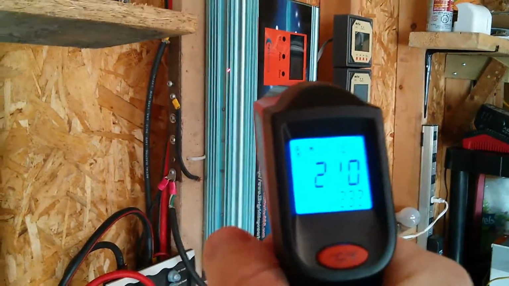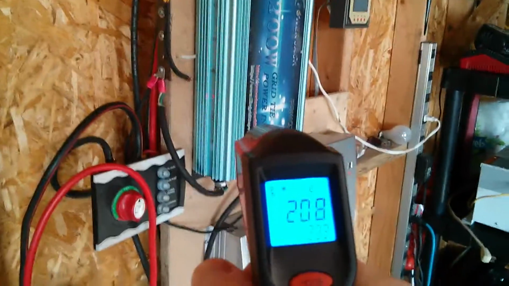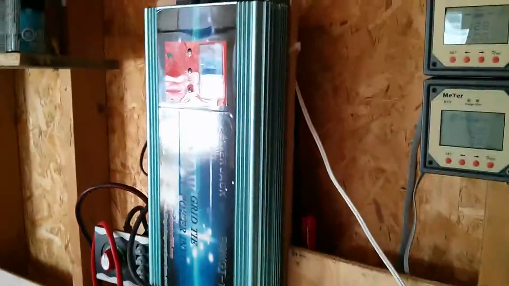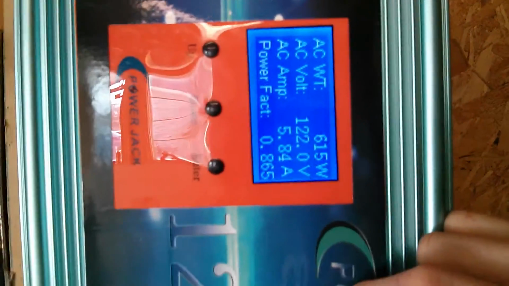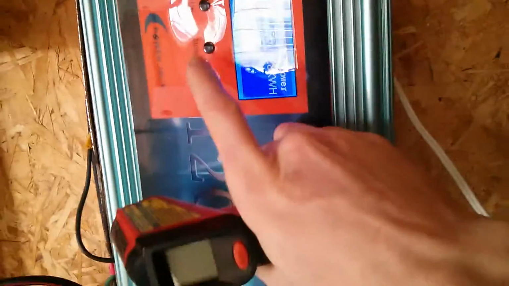Check this side. Side's fairly cool. I think that's the output side and the other side's the input side. It's my guess because the input side's almost always hotter. Yeah. So I got 600 watts. And then since I last reset this thing, I put 30.5 kilowatts into the grid.